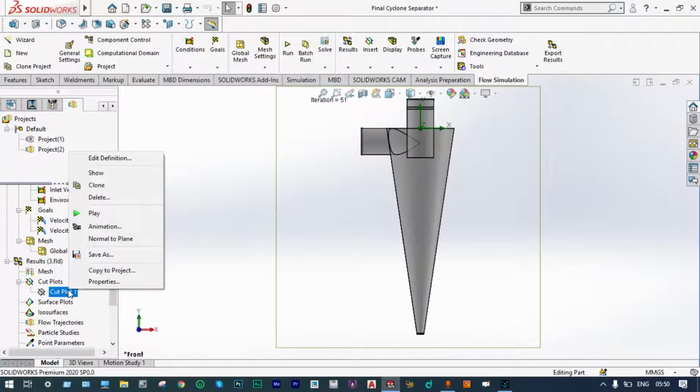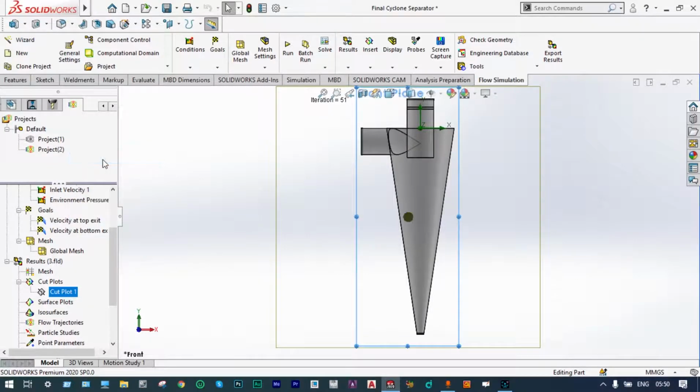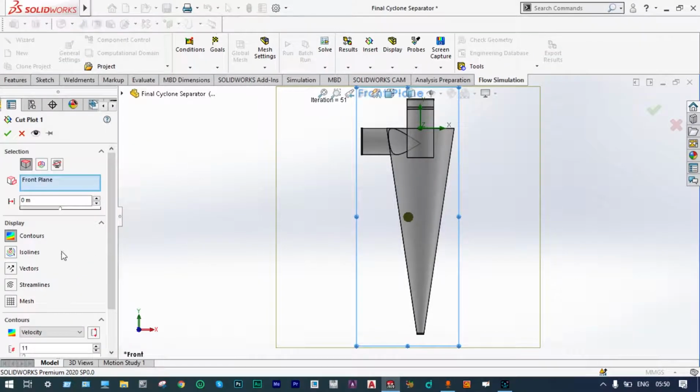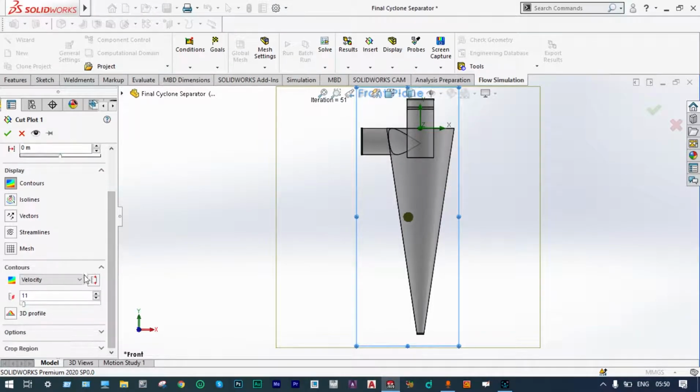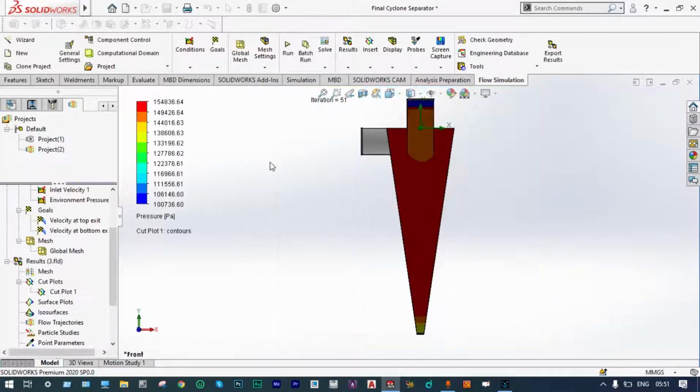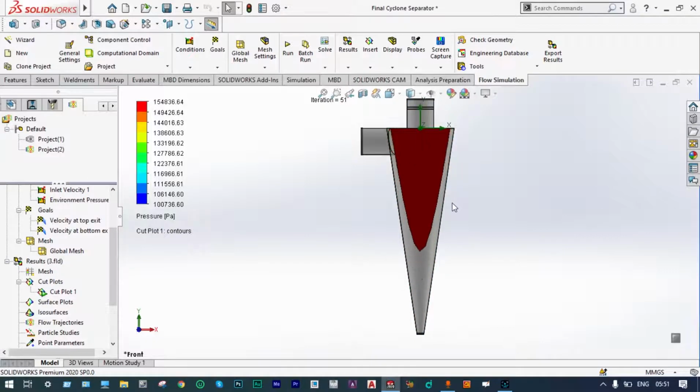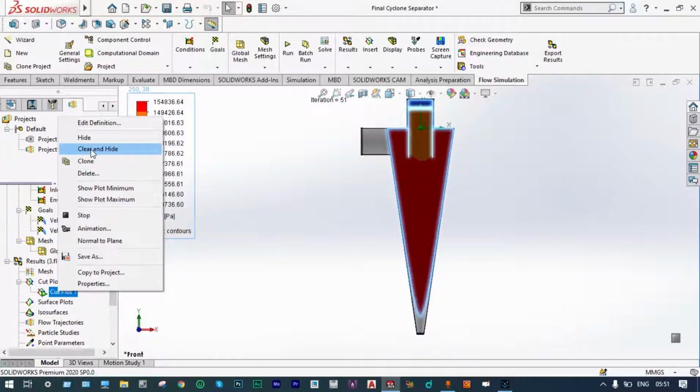Next to that, you want to see the pressure distribution also. Edit definition, and you want to see pressure from front plane. Green check. Let us play these things, and throughout this cyclone separator, pressure is very high, and you can see low pressure at the top exit. By the same time, you can see bottom point also, it is a low pressure. Okay, so let us clear and hide these things. Cut plot 1, clear and hide.